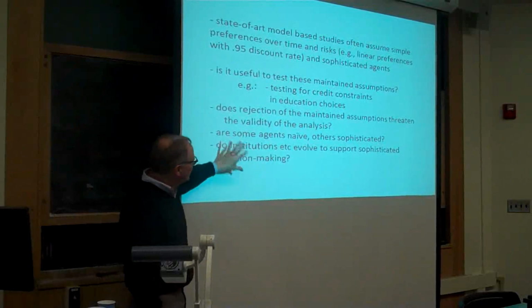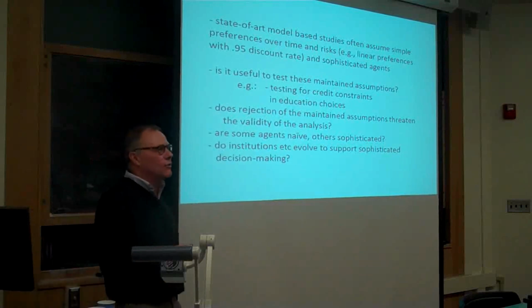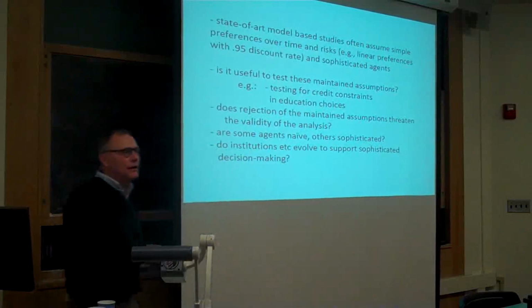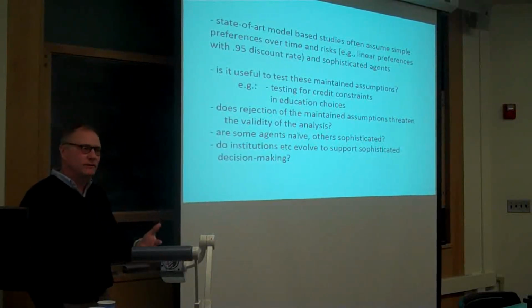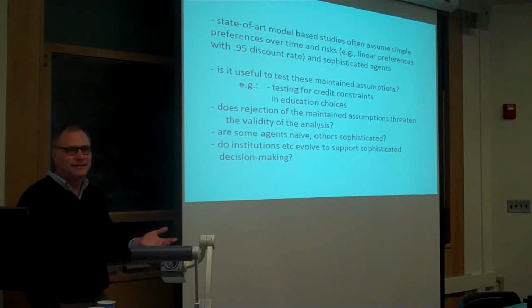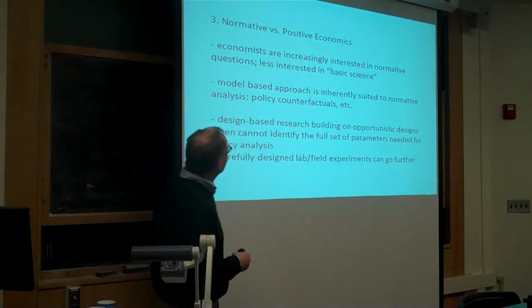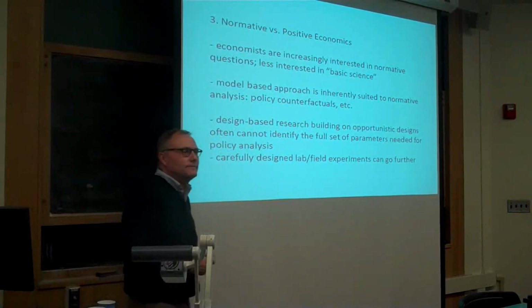And I think institutions might evolve. You could imagine a nice scenario where institutions evolve to support sophisticated decision making. You could imagine another scenario where Medicare Part B evolves to maximize the profits of the insurance companies by taking advantage of cognitive failures. And then finally, this is my second-last slide: normative and positive.